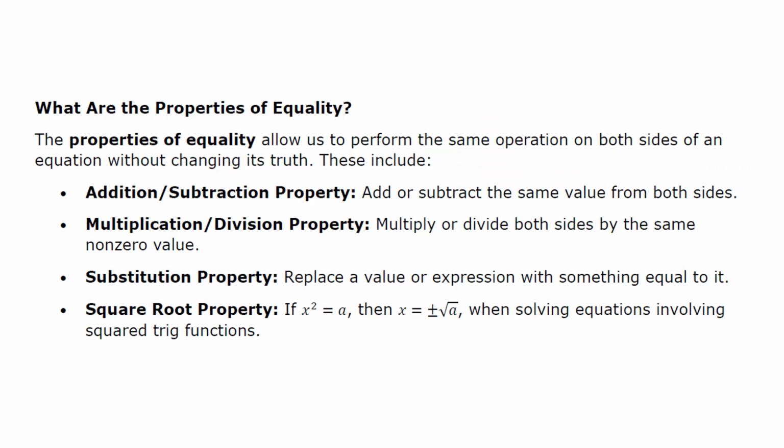So what are the properties of equality? Well, the properties of equality allow us to perform the same operation on both sides of an equation without changing its truth. These include the addition-subtraction property, where you can add or subtract the same value from both sides; the multiplication-division property, where you can multiply or divide both sides by the same non-zero value; the substitution property, which is replacing a value or expression with something equal to it; and the square root property, which states if x squared equals a, then x equals plus or minus the square root of a, when solving equations involving squared trig functions.